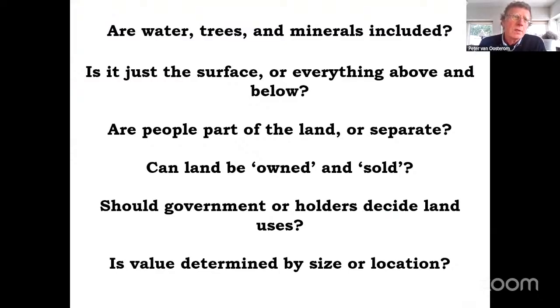So land administration sounds like maybe only land or the earth's surface, but actually it's everything. It is also the trees and the water and the minerals, and it's everything below the surface and also above the surface, also the airspace. And it's also about the rules. Can certain people own land or split their land? Can land be sold or not?